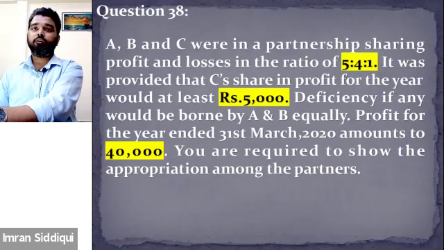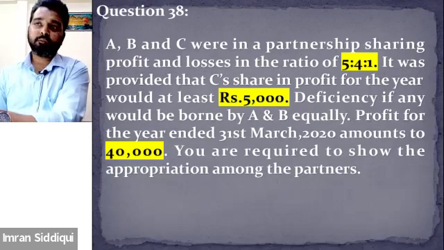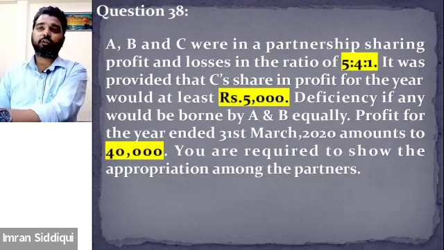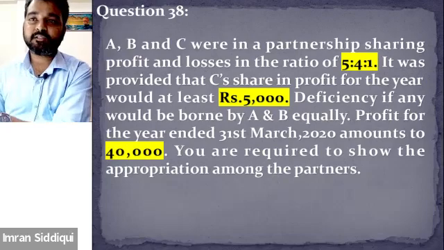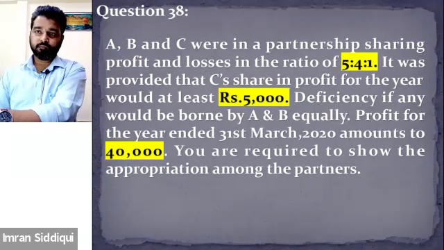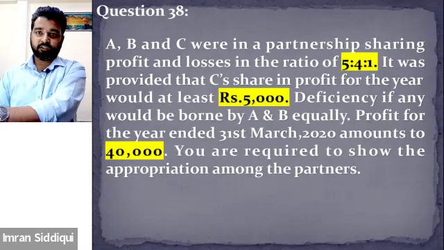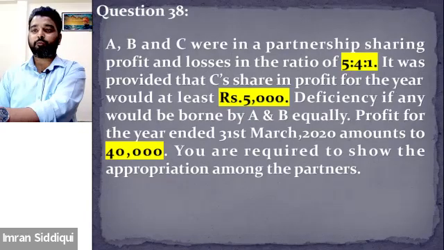All right. So question number 30. A, B, and C were in a partnership sharing profit and losses in the ratio of 5:4:1. It was provided that C's share in the profit for the year would be at least 5,000. Deficiency, if any, would be borne by A and B equally. Profit for the year ended 31st March 2020 amounts to 40,000. You are required to show the appropriation among the partners.